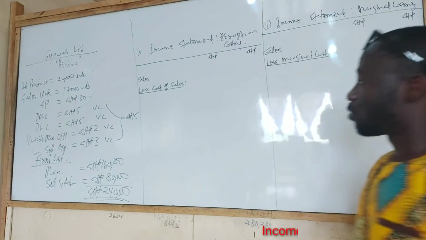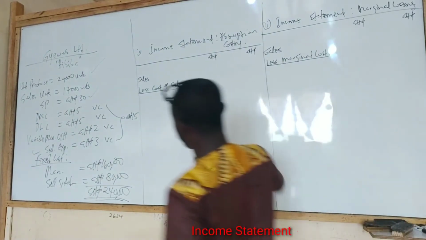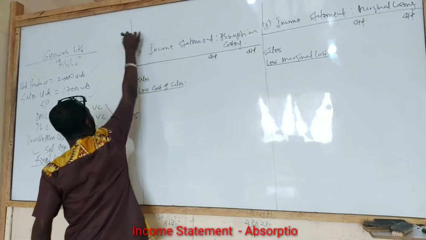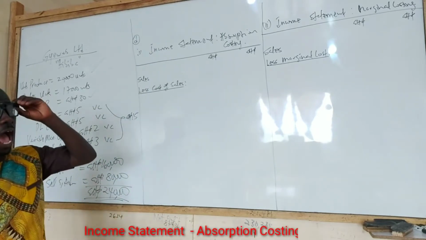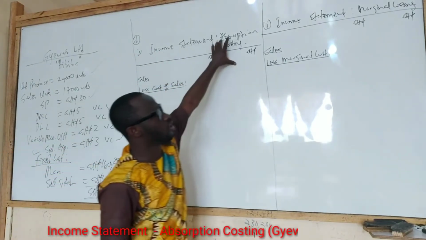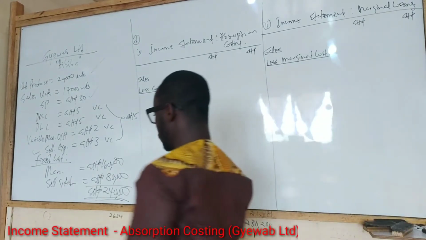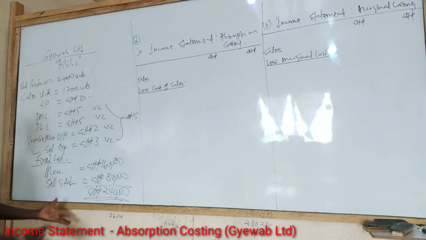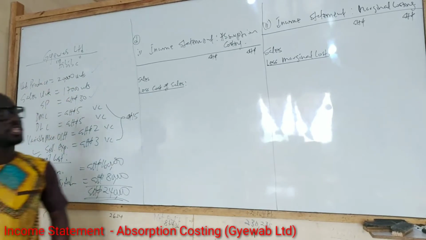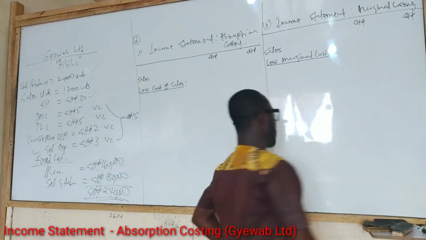So referring to the same question, the D aspect of the question, the examiner asks us to prepare the income statement, and I, we should use absorption costing, and II, we should use marginal costing. So using the same question that we have here, let's see how the income statement will be prepared.